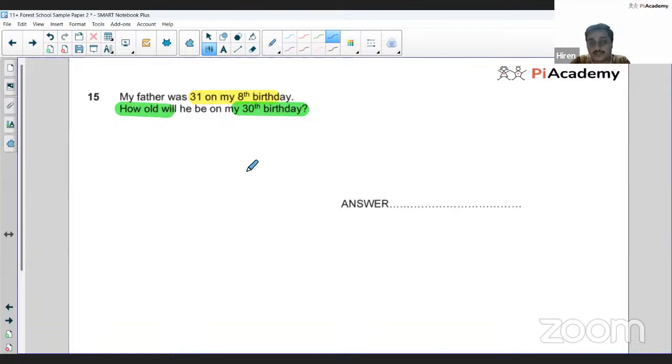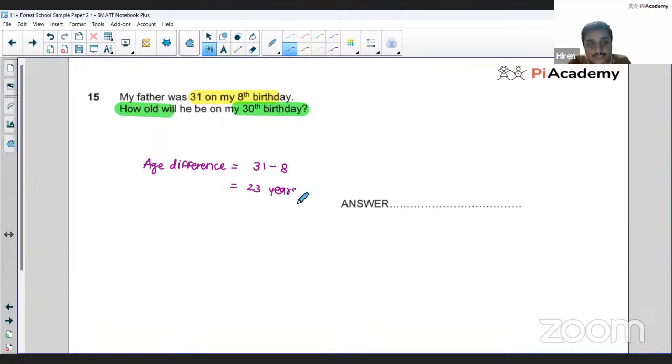Okay, so let's solve it together. Whenever you have this type of question, first of all, find the difference between these two persons, okay? Like my father was 31 on my 8th birthday. So basically, what is the difference between their ages? You can figure it out by just doing the subtraction, right? So the age difference is 31 minus 8. And if you do this, how much are we going to get? Easily you will get the answer, which is 23 years, right?